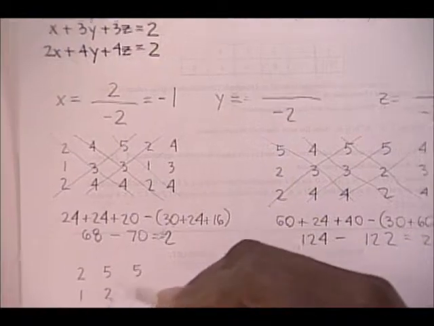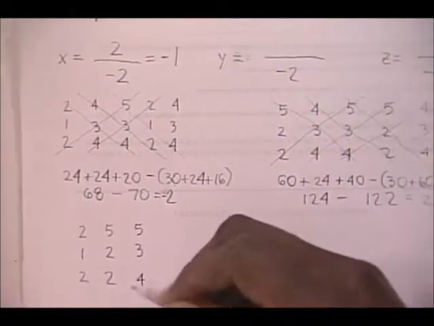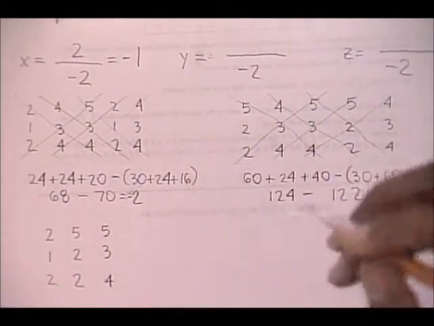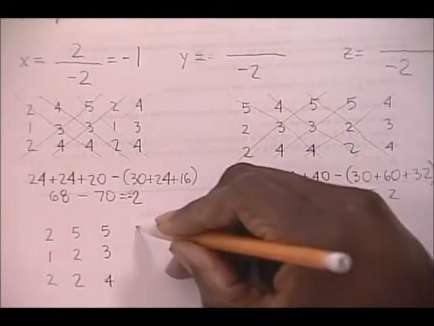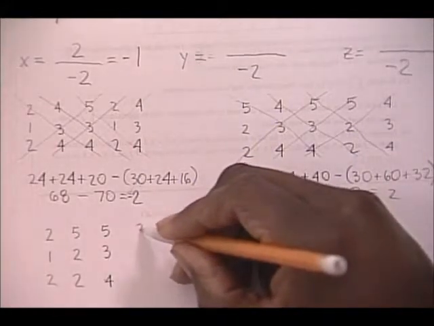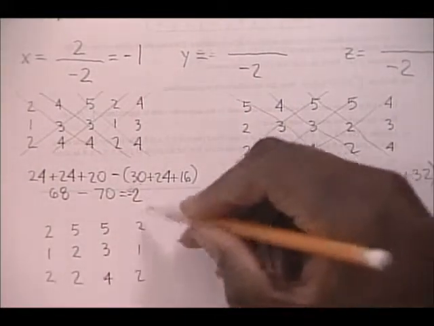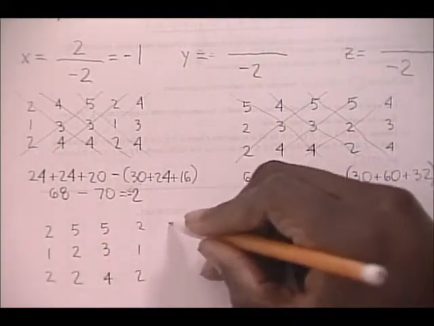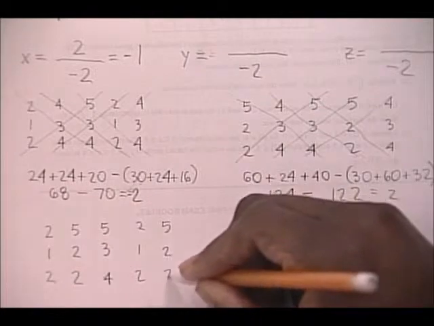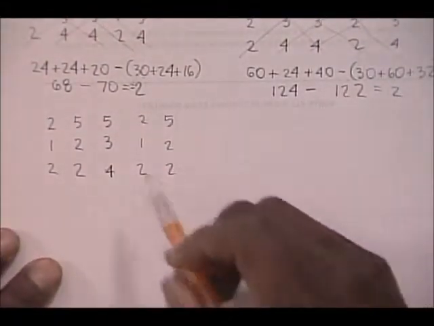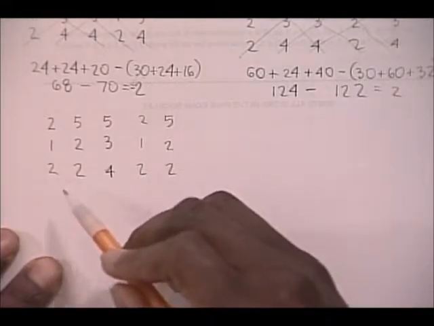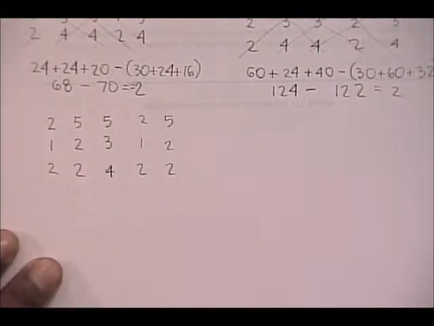And then we're going to find the determinant of this. We get 2, 1, 2. I'm rewriting this column here, and then rewriting this column here, 5, 2, 2. And I'm going to find the determinant of this.